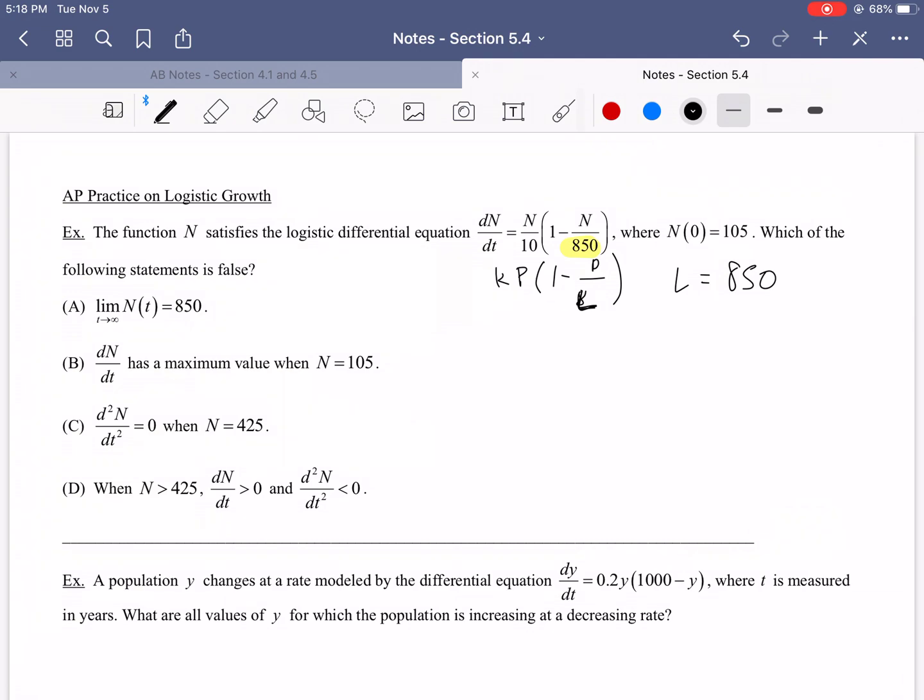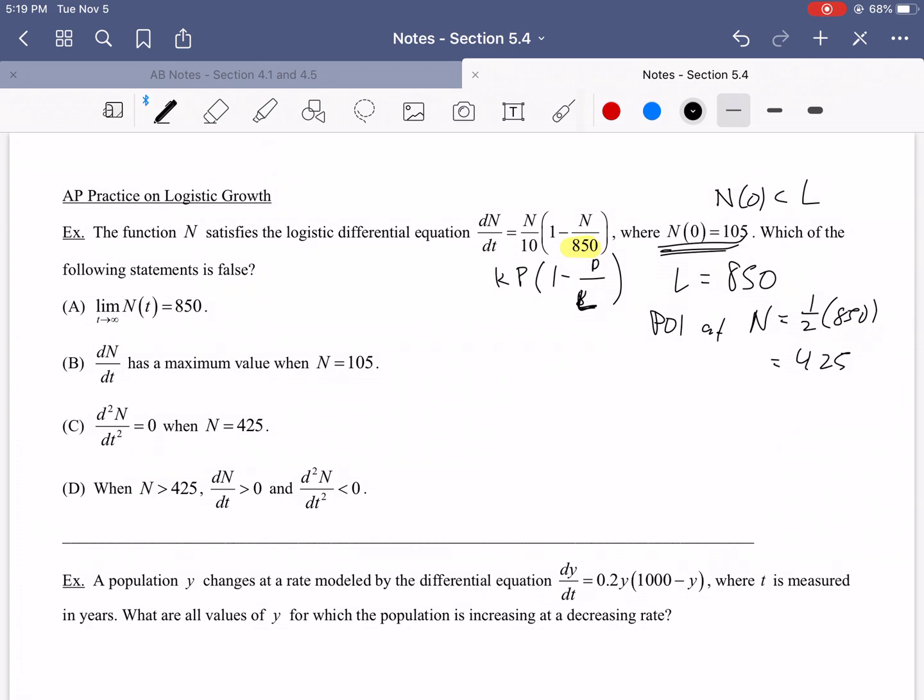That tells me a lot of things about this logistic differential graph. I also see that n(0) is equal to 105, so n(0) is less than my carrying capacity of 850. So I know I'm going to have a point of inflection at n equal to half of the carrying capacity, which will be 425. That's where my point of inflection will occur. I know that the graph of n will change from concave up to concave down at that point. There are a lot of things I know based on the facts we discussed on the previous page.